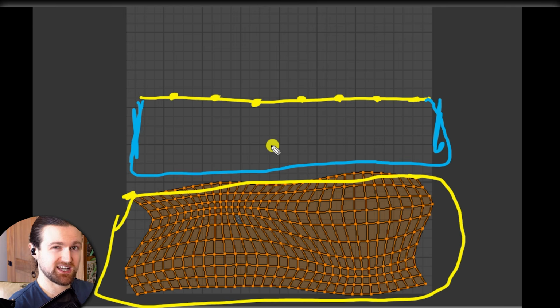Drop a message in the Discord if you want me to cover this kind of workflow, because again, that's another in-depth video. But that's the overall view that will work in Maya, Blender, and basically any sort of UV tool.